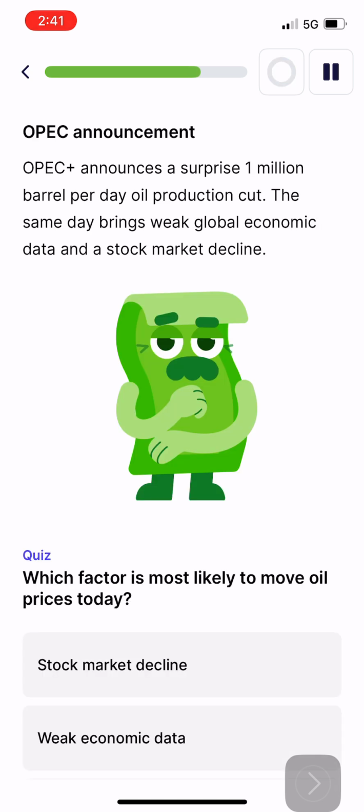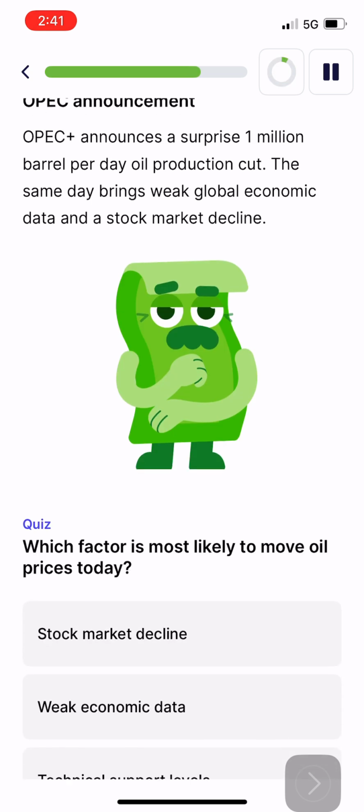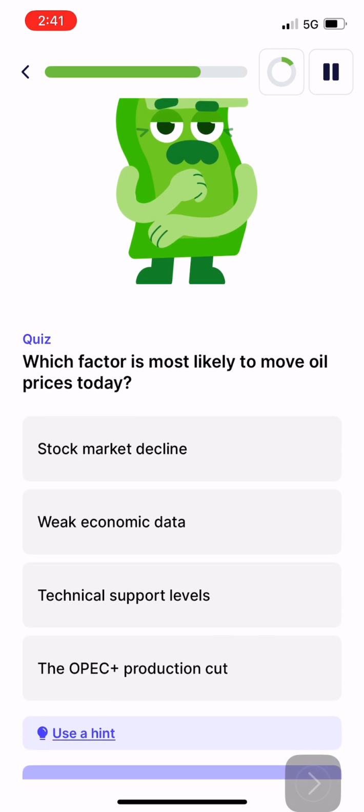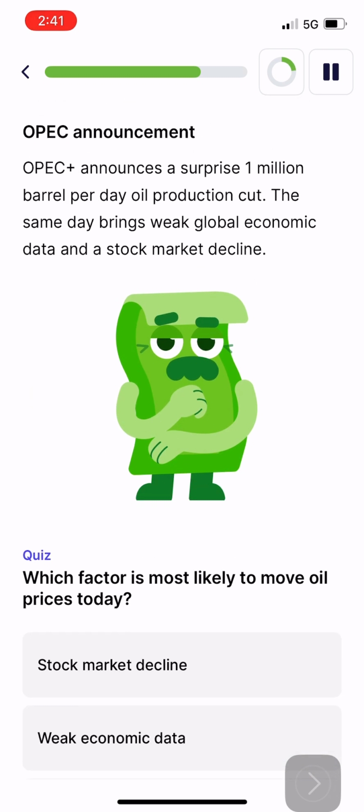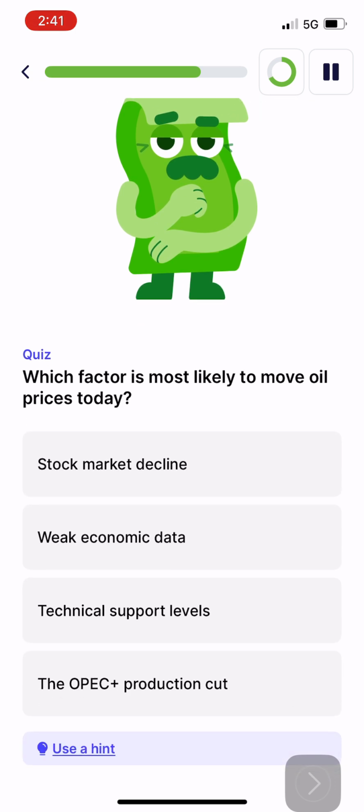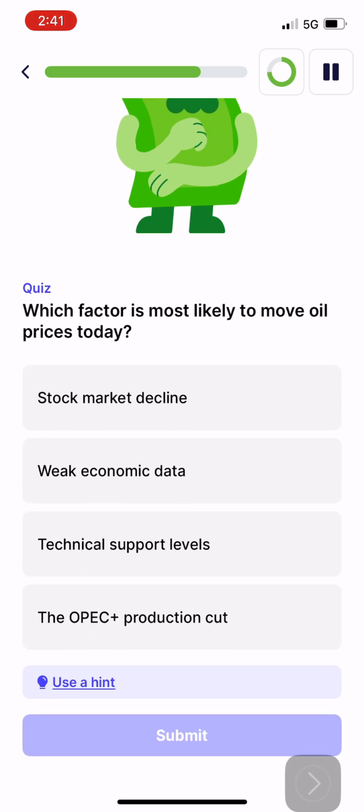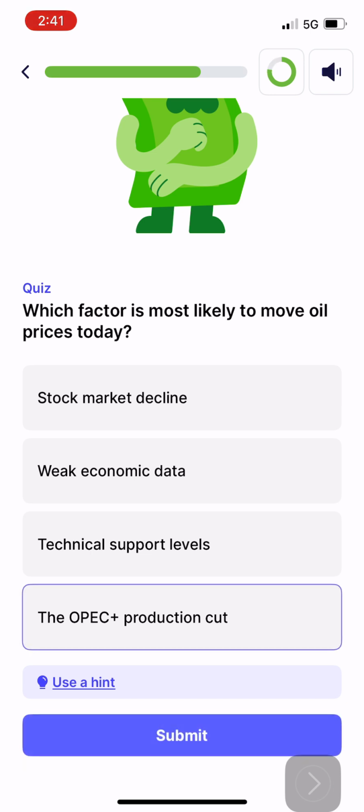The Organization of the Petroleum Exporting Countries, along with its allies, known as OPEC+, announces a surprise oil production cut of 1 million barrels per day. On the same day, weak global economic data is released and the stock market declines. Which factor is most likely to move oil prices today? Stock market decline, weak economic data, technical support levels, the OPEC plus production cut.